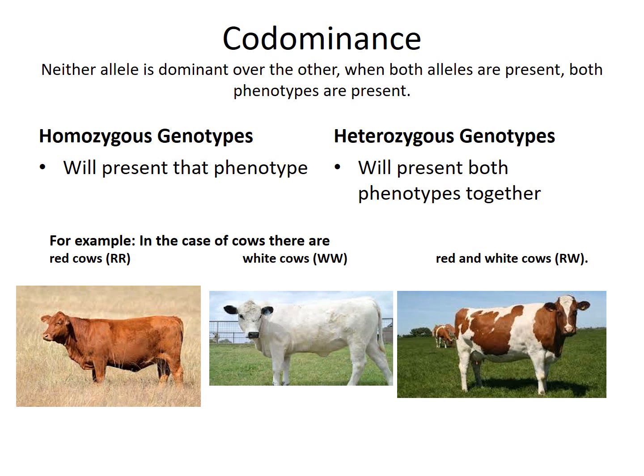For example, a red cow will have two R alleles, R for red. White cows will have two W alleles for white trait. And then if a cow has one of each, one red allele and one white allele, in codominance, both alleles and phenotypes will be present, so the cow is red and white.